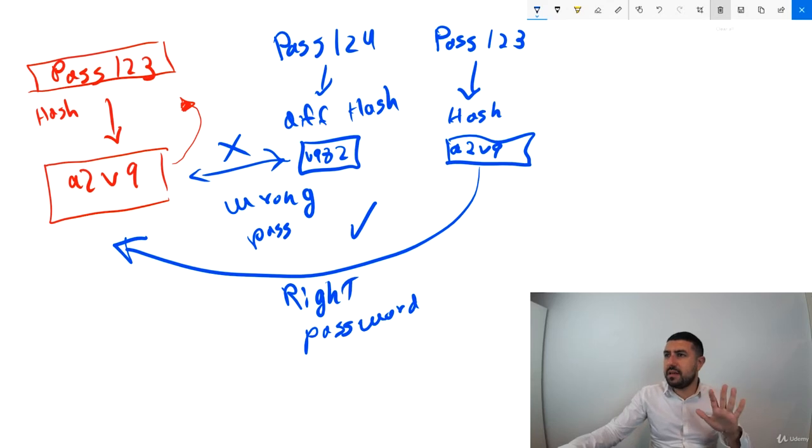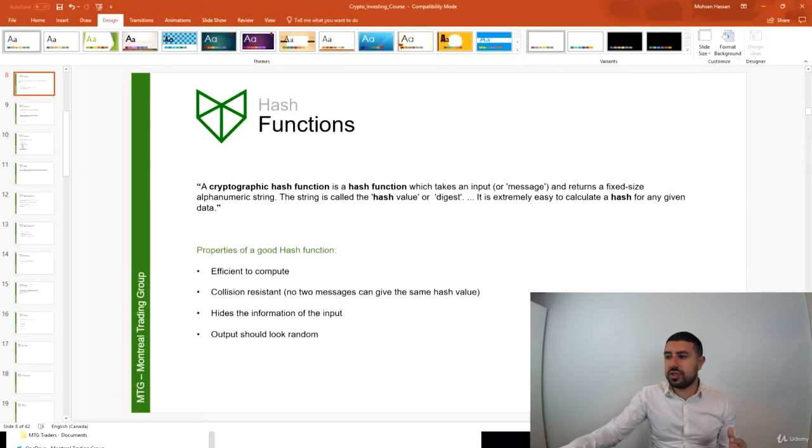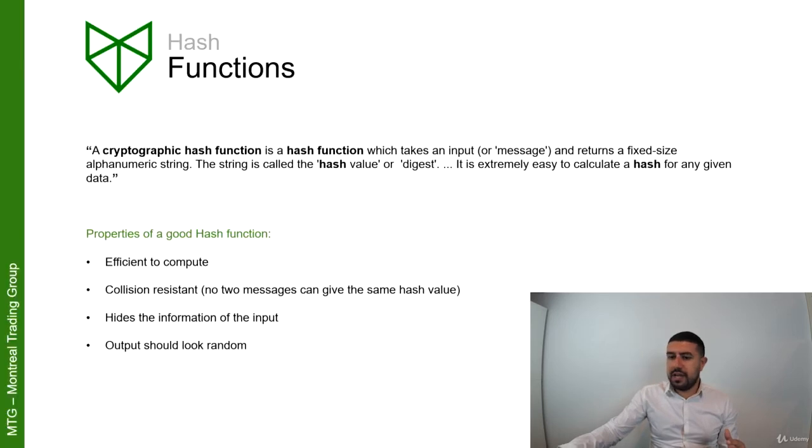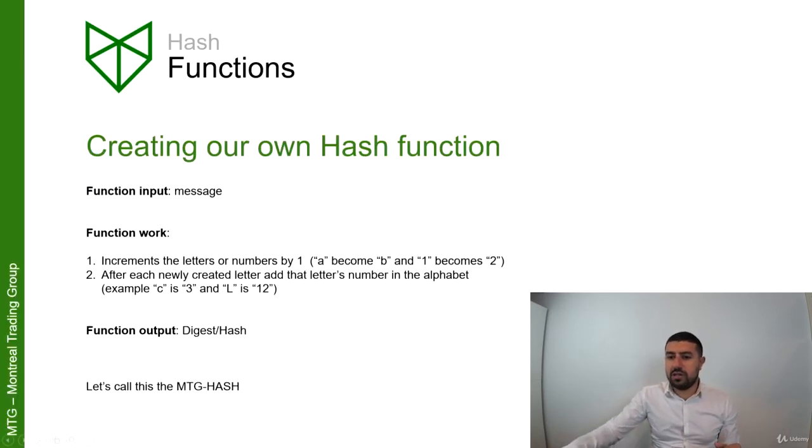To make it even clearer, let's create our own hash function. Let's say we're going to create a hash, and we'll call this hash function mtg hash, because every hash has its own name, right? Now, this function has to have an input, which is the message, like we've said. It's going to do some work on this message, and it's going to give us an output, which is going to be the digest or hash. Now, I just created some random work. Step one is we're going to take every letter in our message or number, and we're going to increment it by 1.